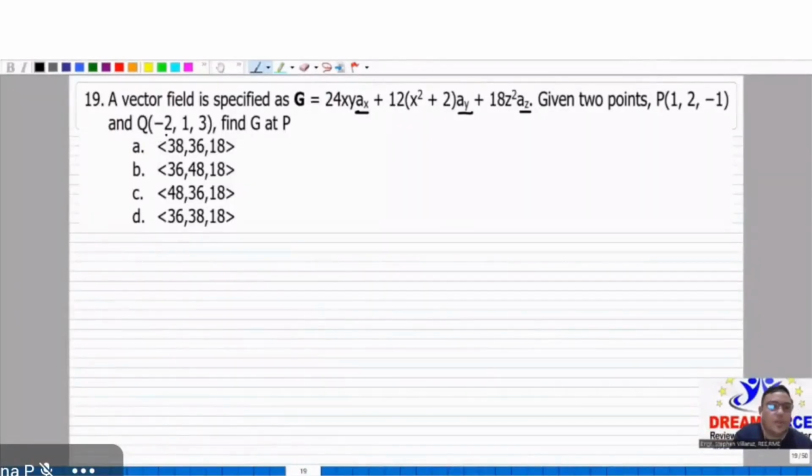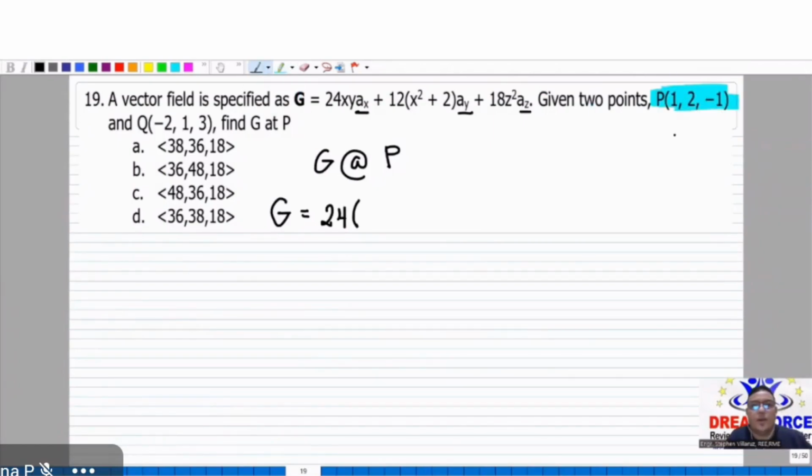Pati rin po yung Q, which is negative 2, 1, 3. Find your G at P. Okay, so anong gagawin lang natin kapag ganyan? G at P. So therefore, we are going to evaluate your G into P. Okay, so therefore, this is now 24 times yung ating point na P. Ayan. So, yan lang yung pagkukuhanan lang natin ng XYZ.